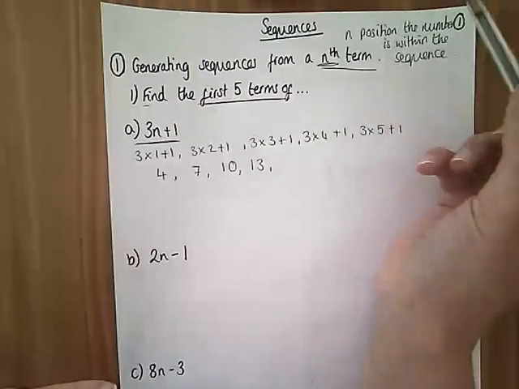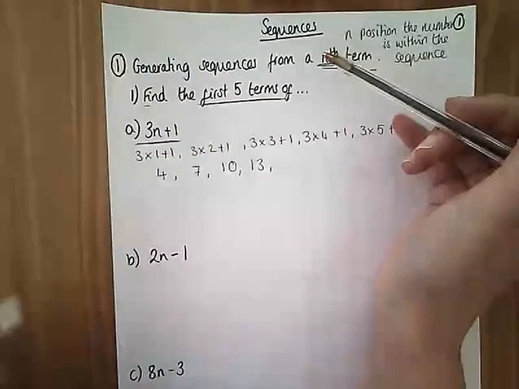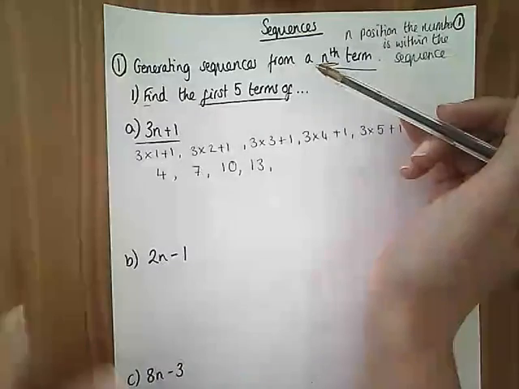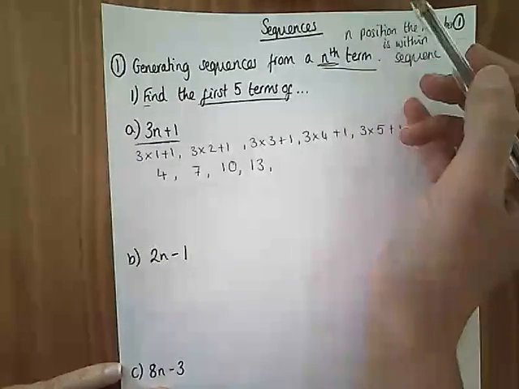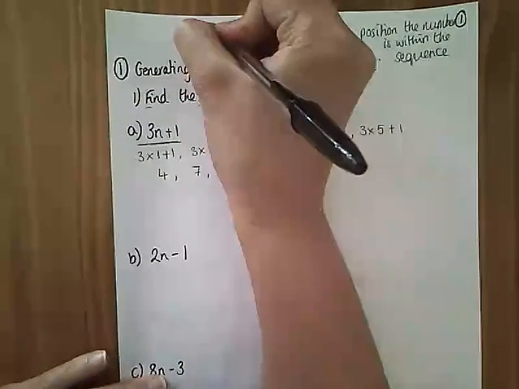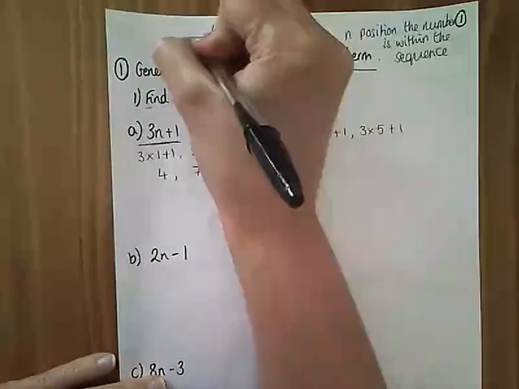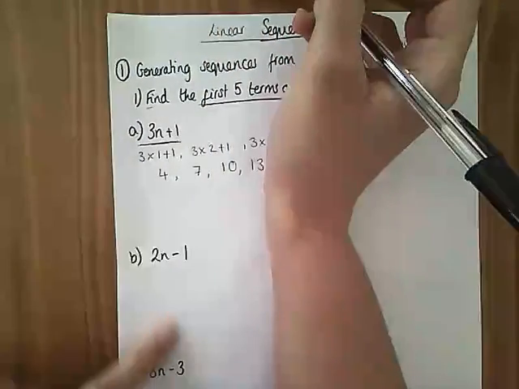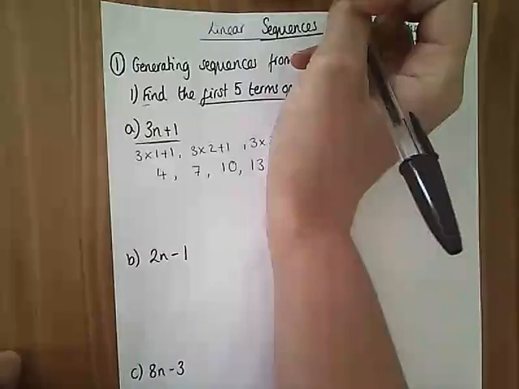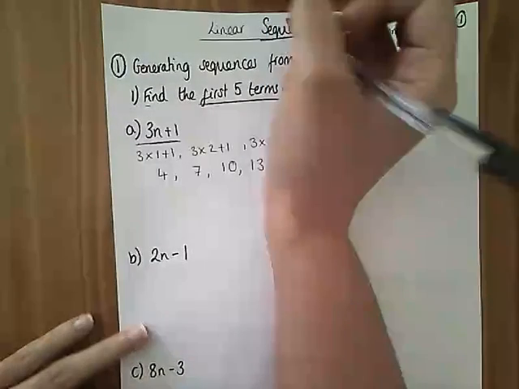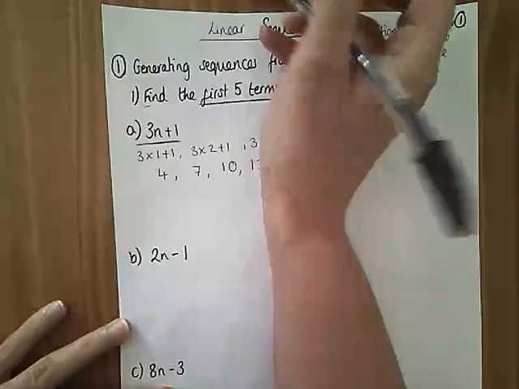Okay, today we're going to look at sequences. We are going to look at generating sequences from an nth term and finding an nth term of a sequence. We are looking at linear sequences, which means they go up by the same amount each time, until we are generating them. But when we're finding nth terms, we're only doing them from linear sequences.